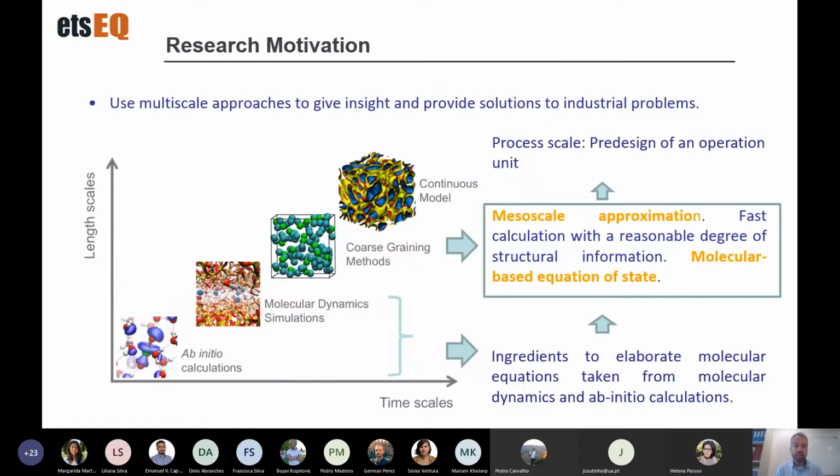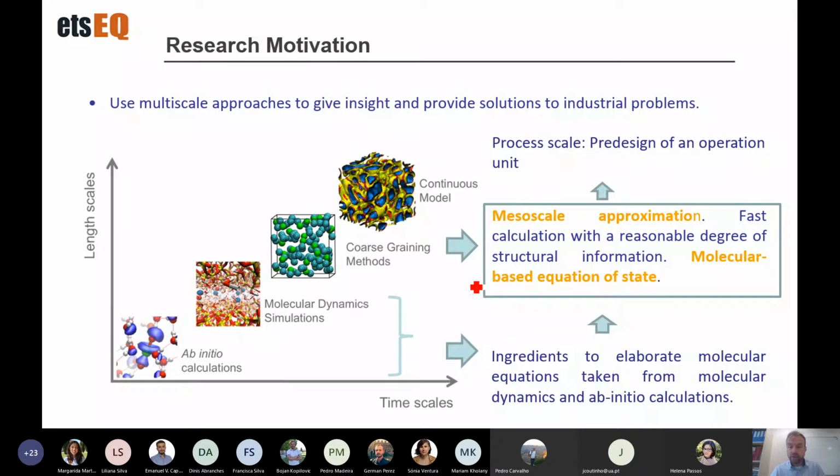there are lots of types of modeling. And possibly you have already seen this slide in other presentations. Multiscale approaches, at the end, can be useful to provide solutions to industrial problems. But depending on the information that you require, you have to go to a very low scale where the computational time is very intensive, or to a continuous model where the exactness of your calculations is a bit more rough because you are doing lots of approximations, but you can get quick calculations that can be used for process scaling.